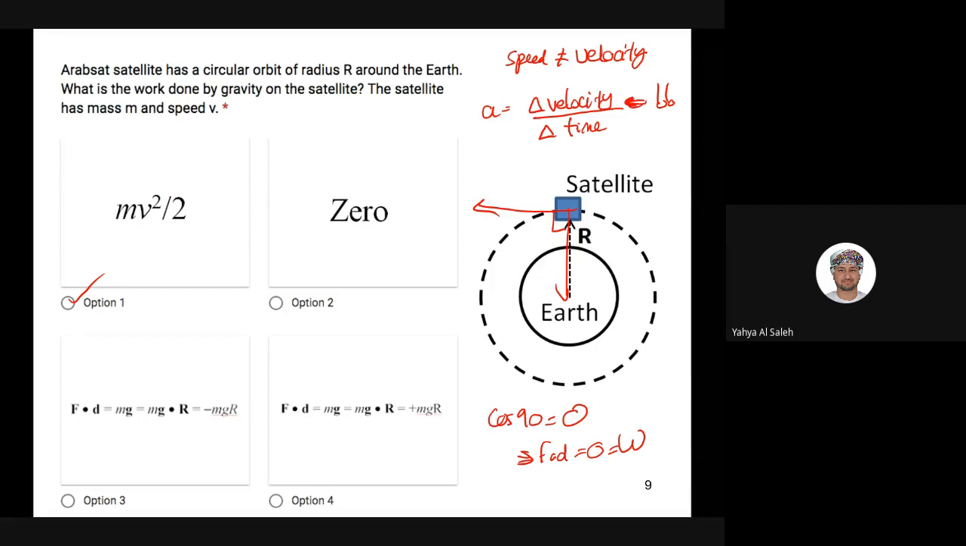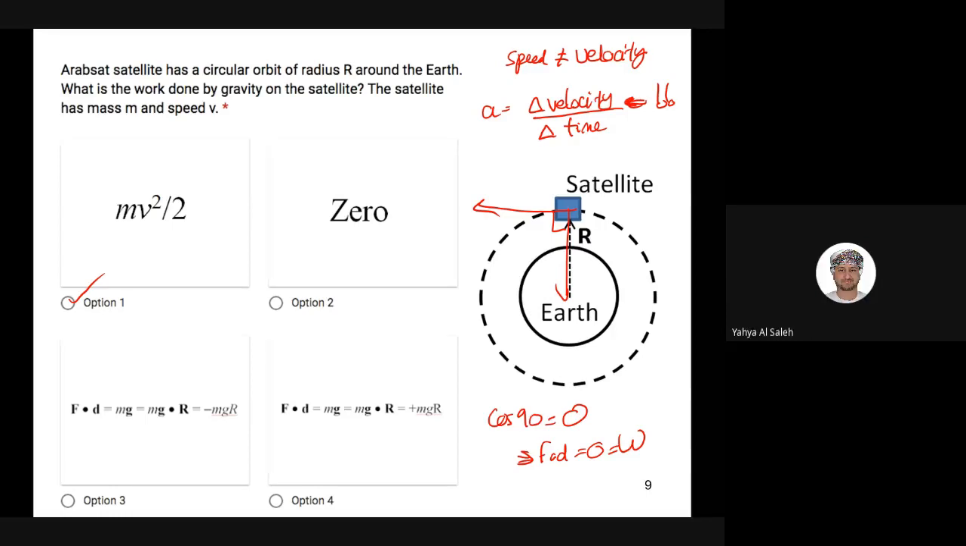Okay. But then if there's work being done on it and there's acceleration, why isn't it falling down? Because its direction of movement is always perpendicular to the direction of gravity. Always, always, always. Doctor, what if it stopped?